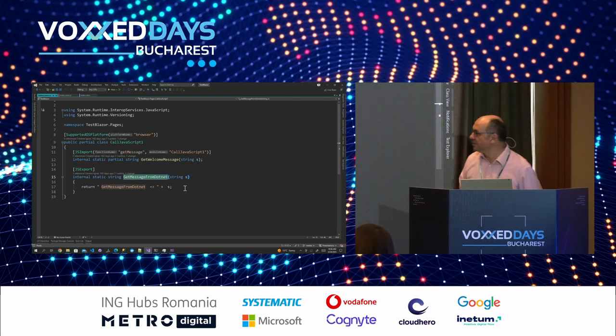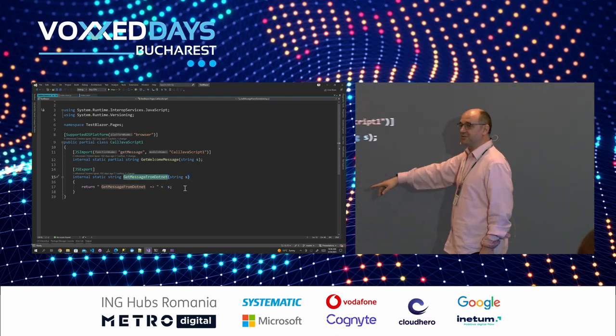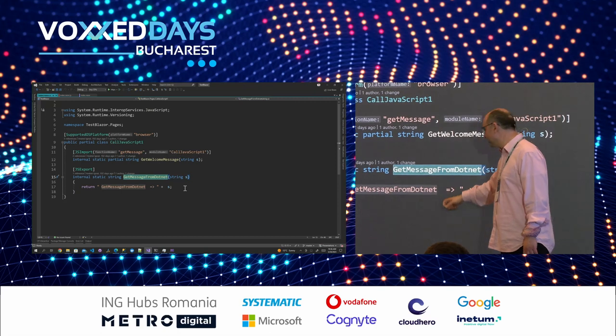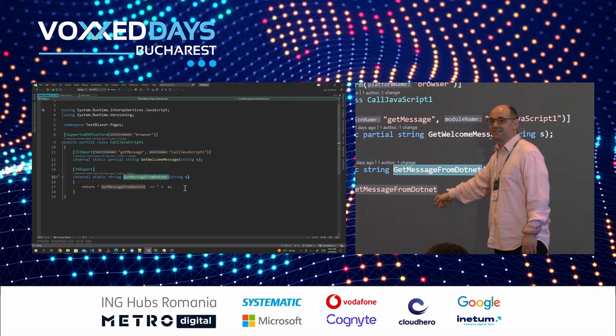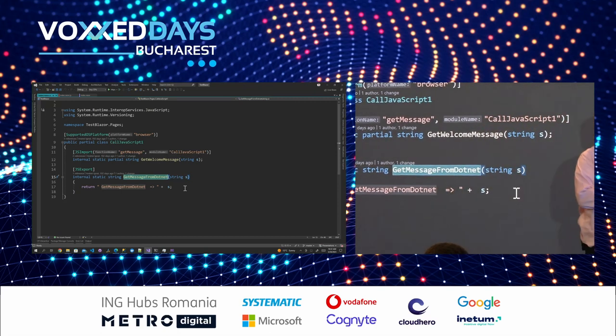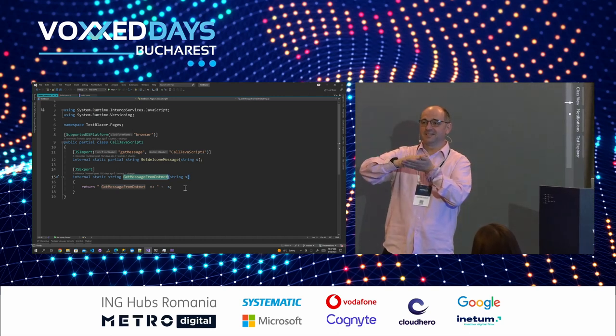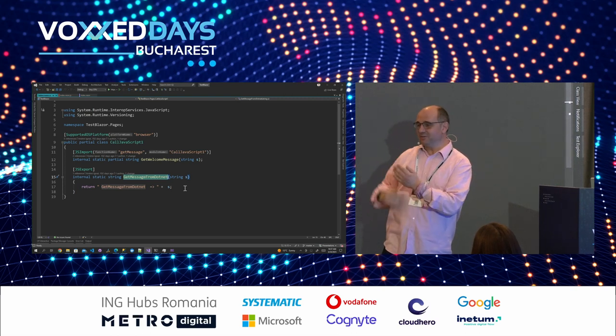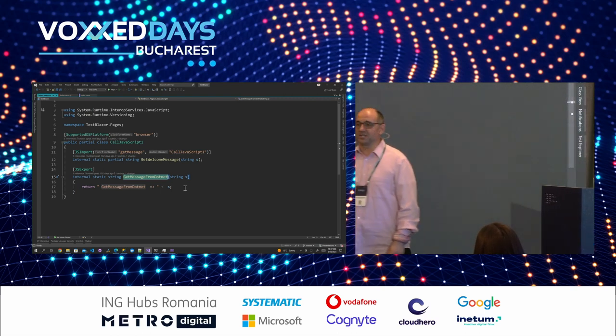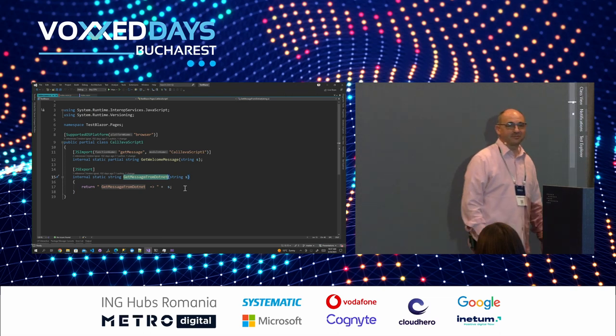It's here, with JavaScript export. And it calls this function from the C# that has get message from .NET. So again, the button calls C# in the browser, the C# in the browser calls JavaScript, and JavaScript calls back the C# from the DLL in the browser.